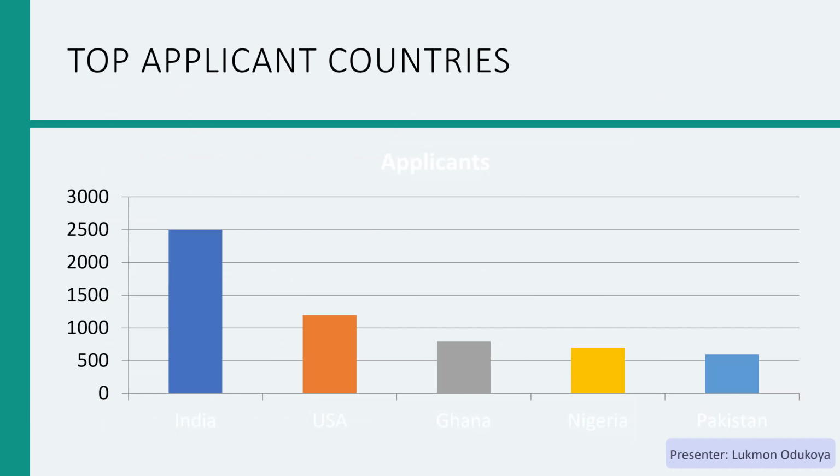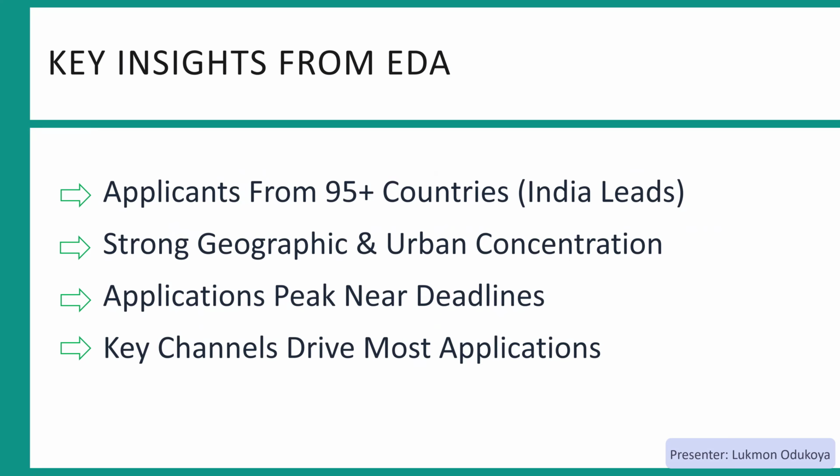Here we can see the top applicant countries. This chart highlights the top applicant countries, with India contributing the highest number of applicants, followed by United States, Ghana, Nigeria, then Pakistan. This shows a strong geographical concentration, indicating higher demand and stronger recruitment presence in this region. Next, please. Then on the last slide, we can see the key insights from EDA.